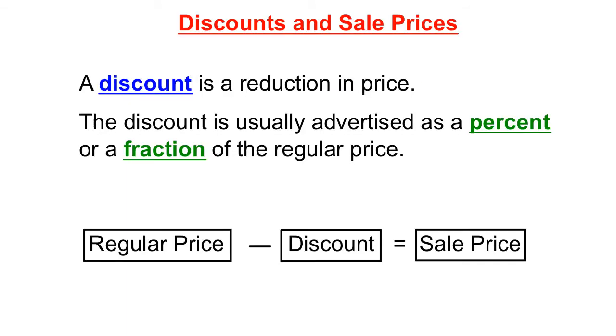So first, let's go through some terminology. A discount is a reduction in price. The price is being reduced or getting smaller. The discount is usually advertised as a percent or a fraction of the regular price. So in general, we can calculate the sale price by taking our regular price and subtracting the discount.